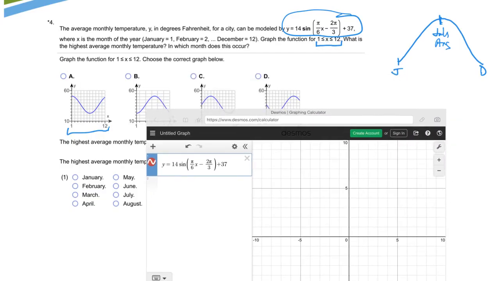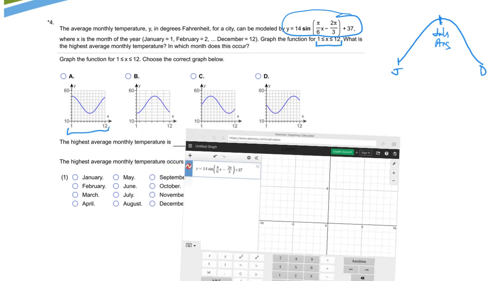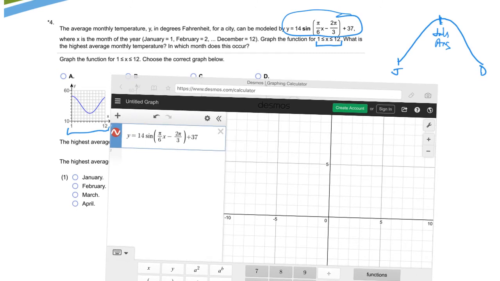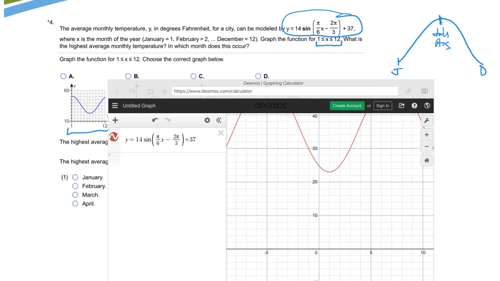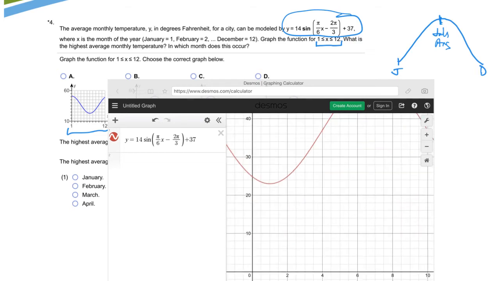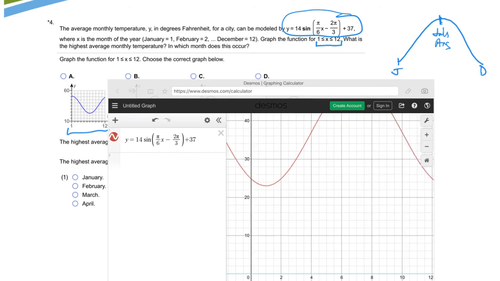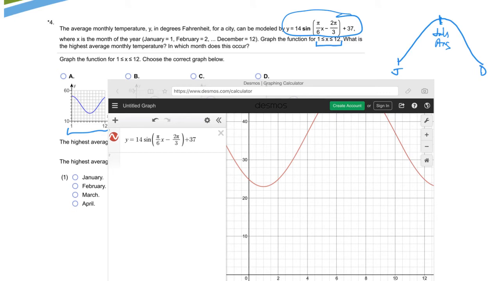Okay, I've graphed it, and I don't see it. Oh, it says plus 37. It's probably way up high. Whoops. Let's shrink it and just see if we can find that graph. Oh, there it's coming. Here we go. And they say they want to know what the graph looks like from 1 to 12. Okay, I'll just make this a little bit bigger. Oh, I have too much there. There. Okay, so from 1 to 12.